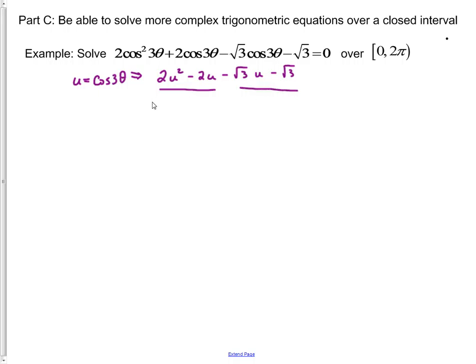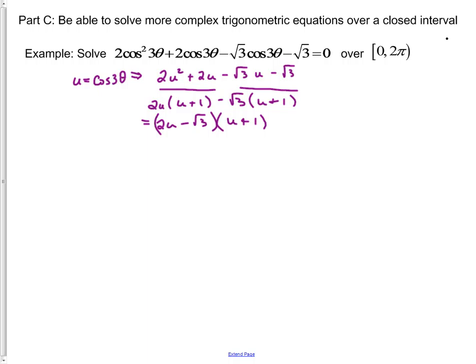So we factor out 2u from this first one, and we're going to get something that looks like u plus 1. And sure enough, if we factor out negative square root of 3 from this second pair of terms, and I'm sorry, this is a plus right here, better be careful, we're going to get u plus 1 as well. And so our factorization comes out to be 2u minus the square root of 3 times u plus 1.